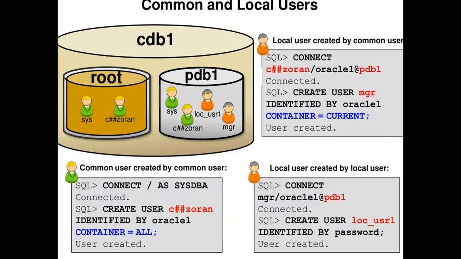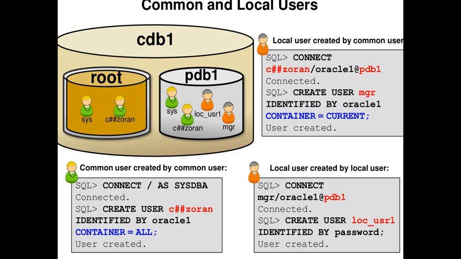Okay, now we'll see how to create a common user. Okay, for example, you are connected as sysdba. You can see the first diagram, common user created by common user. Connect / as sysdba is the command, and you are connected with the sys user. Now you are going to create one common user which will be created in all pluggable databases. Okay, now this is the command: create user C##Zoran identified by Oracle1, which is the password, and container equal to all, meaning this user will be created among all pluggable databases including the main container database which is root.